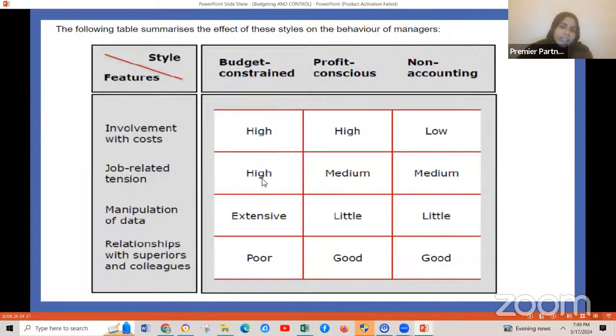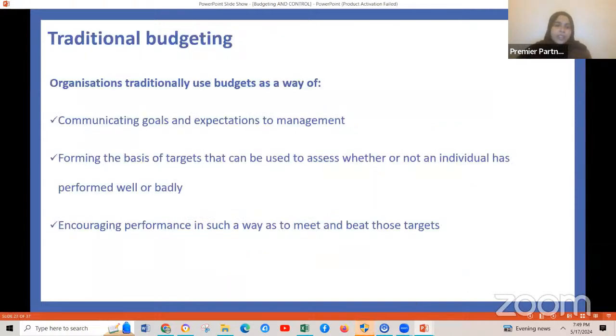These guys have very high job related tension, these medium, here again medium. Manipulation of data can be very high here, and little in these two. As for relationships with suppliers, they will have very poor relationships because they will always be pushing that supplier to sell at a low price. These guys might maintain good relationships.